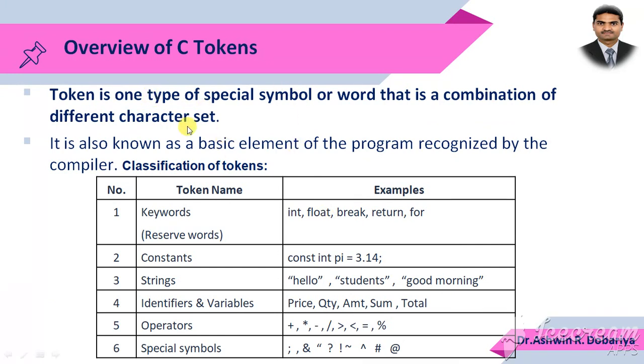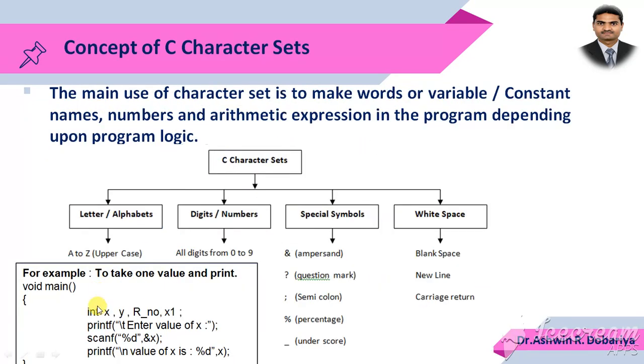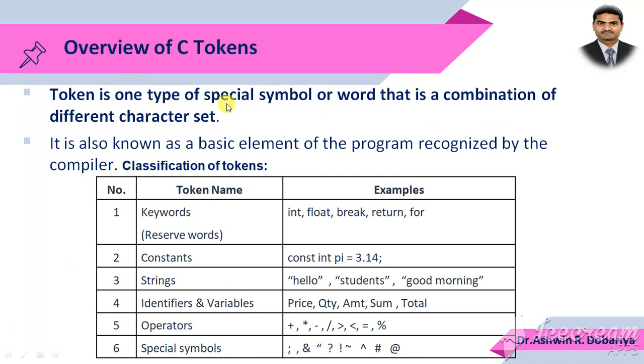Now the next concept after the character set is the C token. What do we mean by token in a programming language, specifically in C language? A token is one type of special symbol, or you can say a word that is a combination of different character sets. Here, int, meaning integer, is one token. printf is another token. Now x, y is a variable name, so it is a token, right? So the concept of a token is one type of special symbol or a word that is a combination of different character sets. And various types of tokens are available in C language.